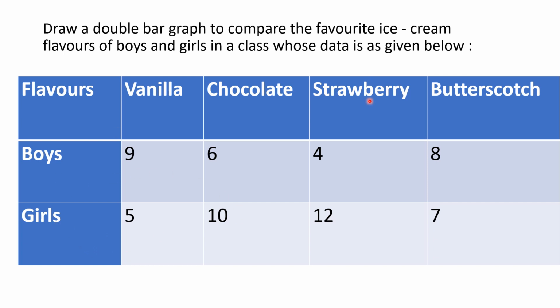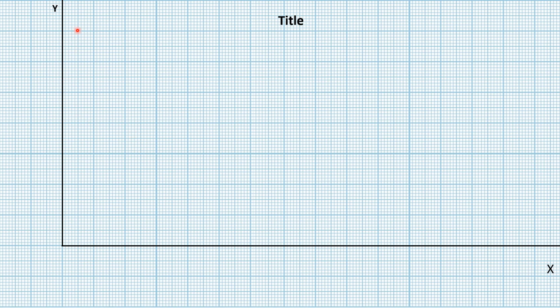We have to represent this data on a double bar graph. So first, take a graph paper and draw axes. Always leave 2 centimeter space from the y-axis and from the x-axis also, so that you can write labels here. Okay, so I have left 2 centimeters horizontally and vertically also. Then I have drawn two axes. It is our very first task to create axes, x-axis and y-axis.